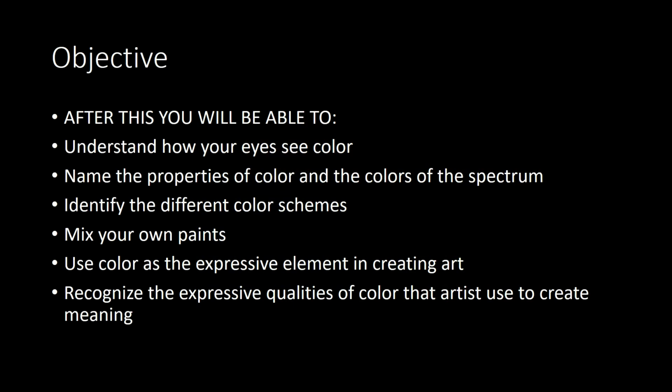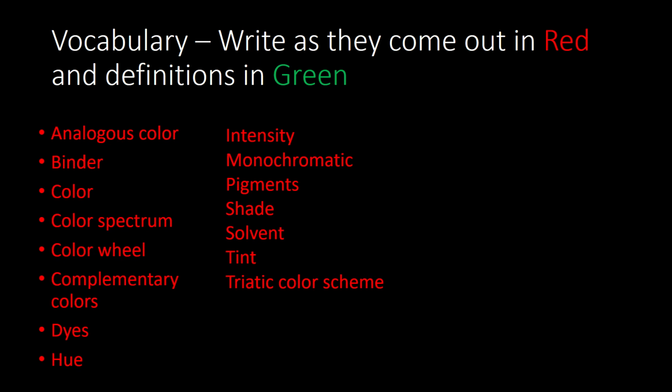The objective of this lesson is to understand how your eye sees color, name the properties of colors and the color spectrum, identify different color schemes, be able to mix your own paints, use color as the expressive element in creating art, and recognize the expressive qualities of color that artists use to create meaning. Here are some vocabulary words that you should be familiar with.